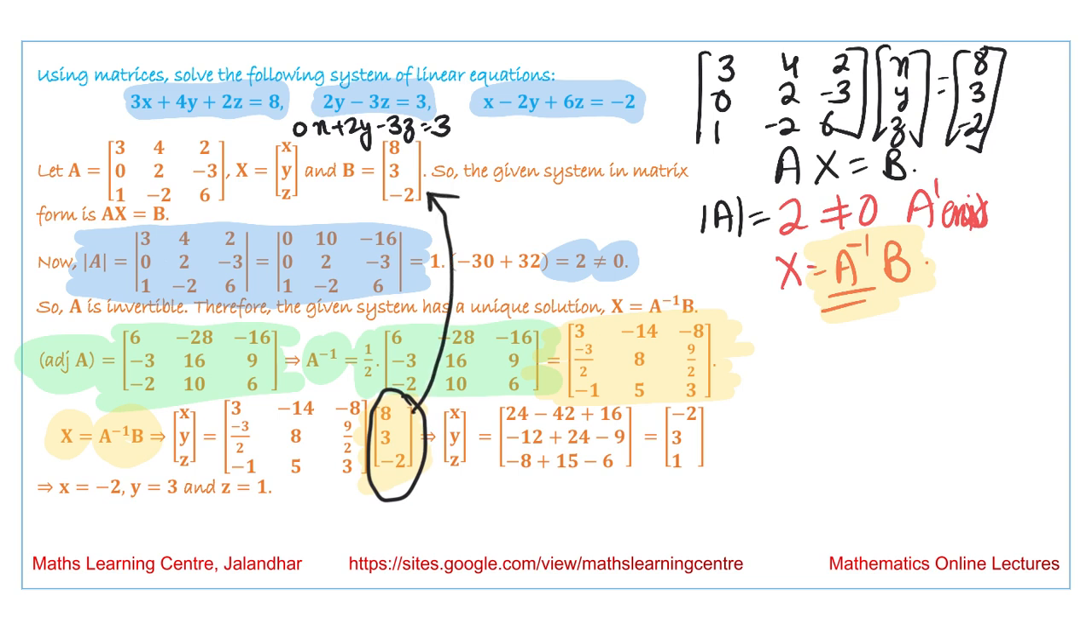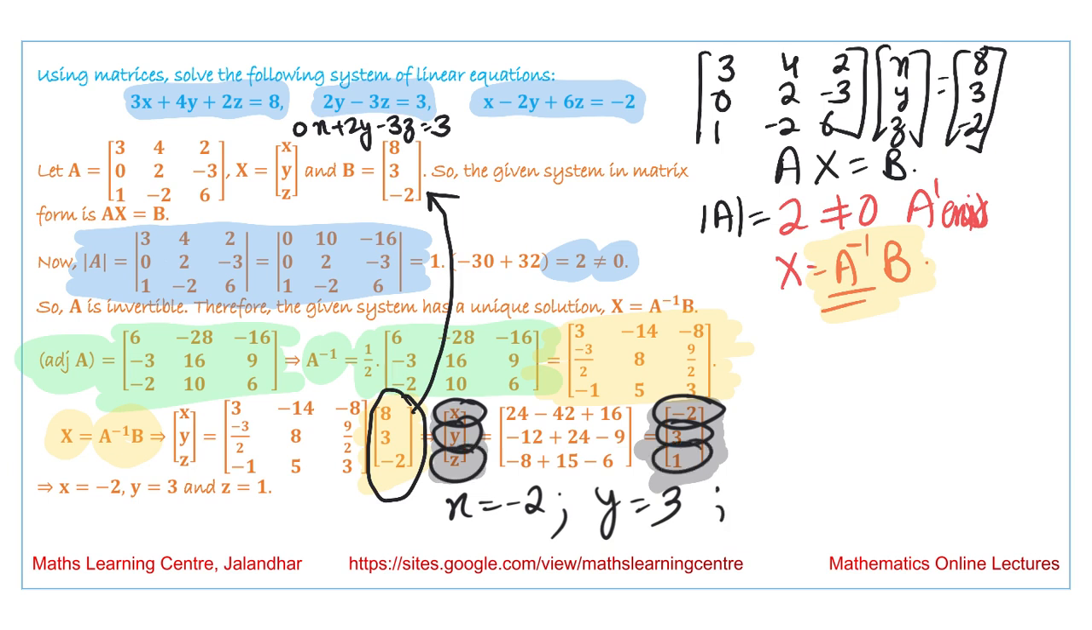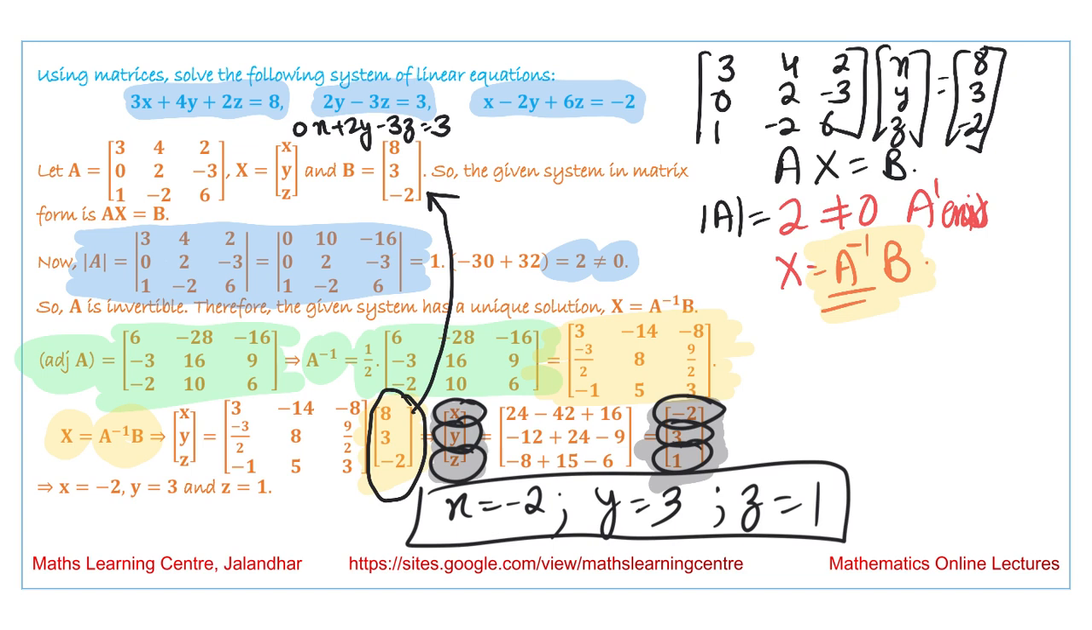After multiplication, we obtain that this column matrix x, y, z is equal to minus 2, 3 and 1. You have to multiply these terms, and you will obtain minus 2, 3 and 1. So what we get is x is equal to minus 2, y is equal to 3 and z is equal to 1. So this is the solution of this system of equations. It has a unique solution because the determinant of A is not equal to 0.